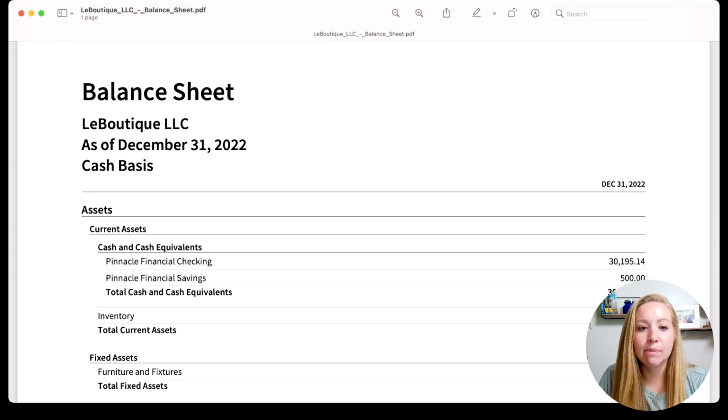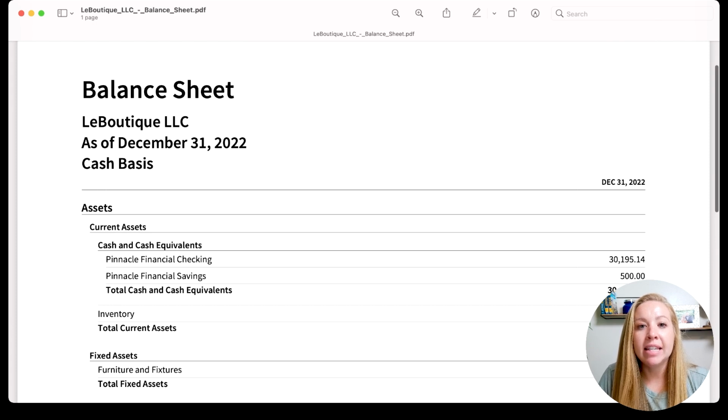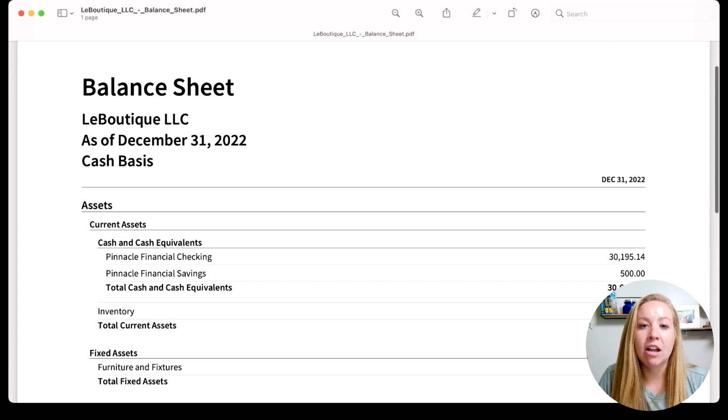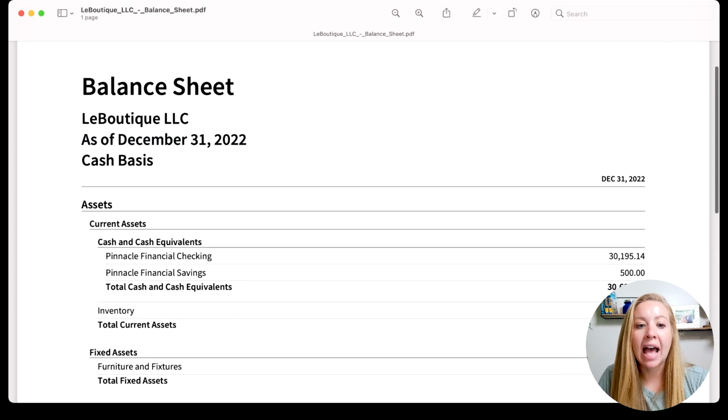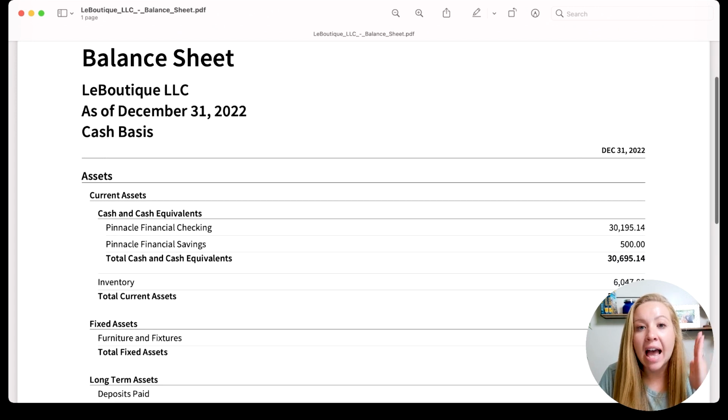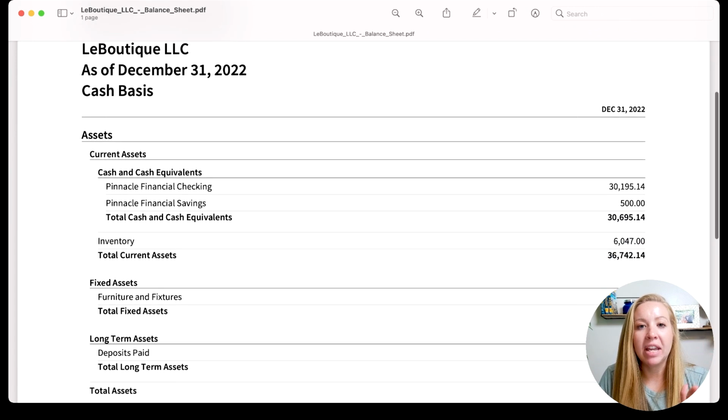And then one last thing about the balance sheet, as you can see, there is one singular date on this balance sheet. So it's as of December 31st. So this is a point in time snapshot. It's not over a range of time. It's at a point in time. So these are all of your balances as of that very specific point in time.